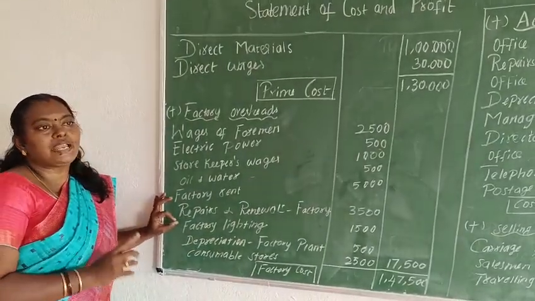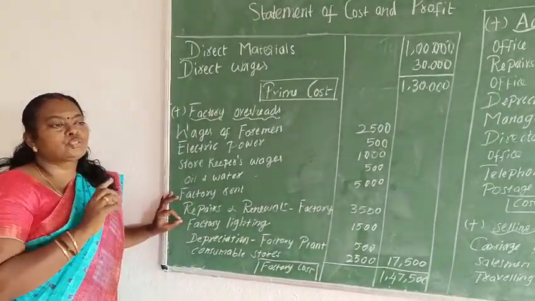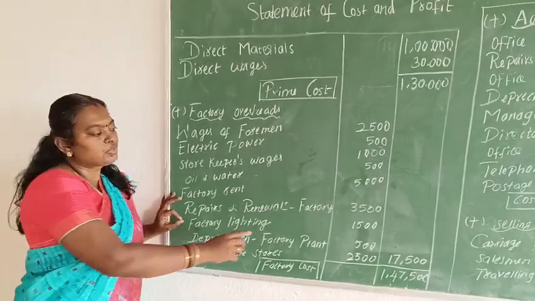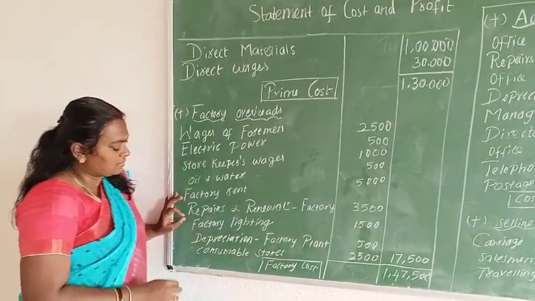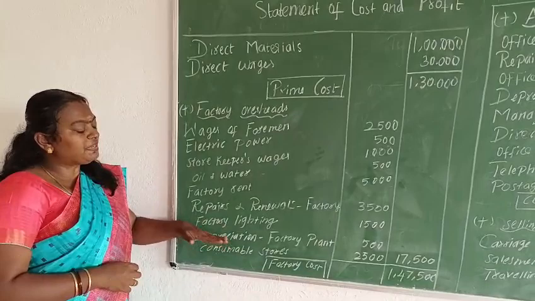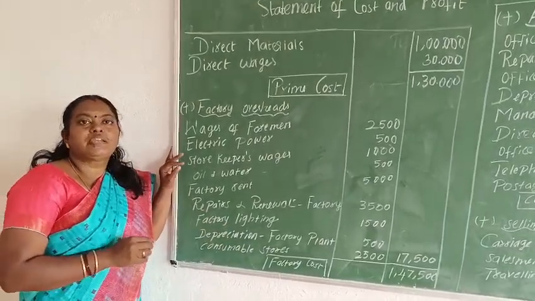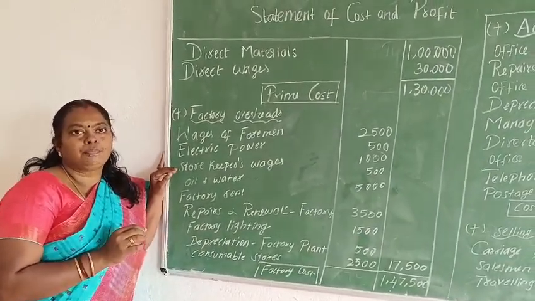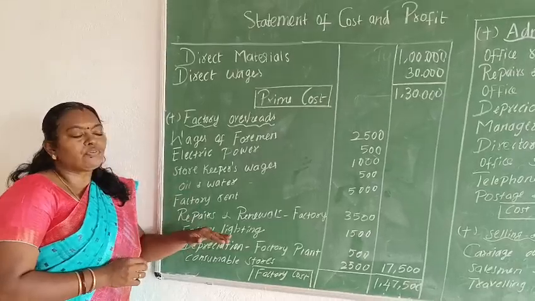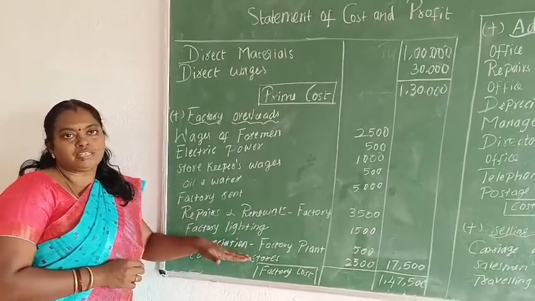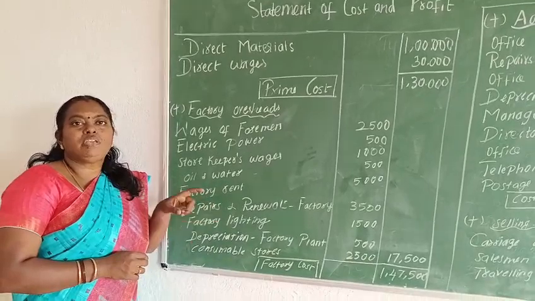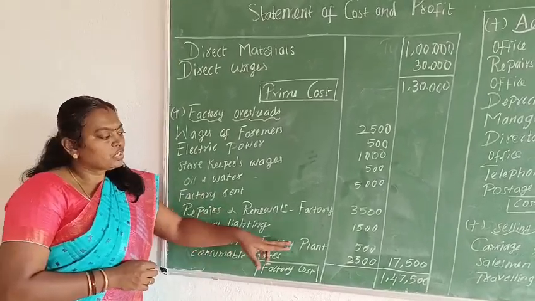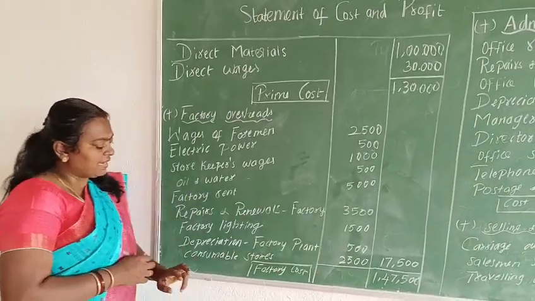Then for factory lighting expenses, there will be many lights to do the work. It will be very useful. So for that we are paying 1,500. Next one is depreciation. Depreciation is the reducing value of the asset. In the factory there will be many plants and machineries. So for the plant and machinery we have to calculate the depreciation. The depreciation value is rupees 500.